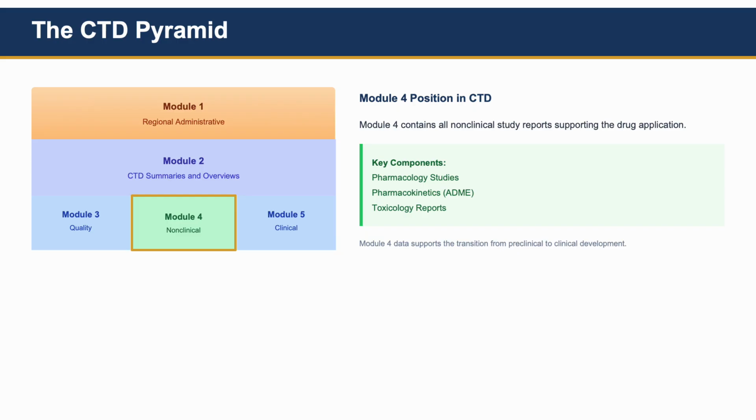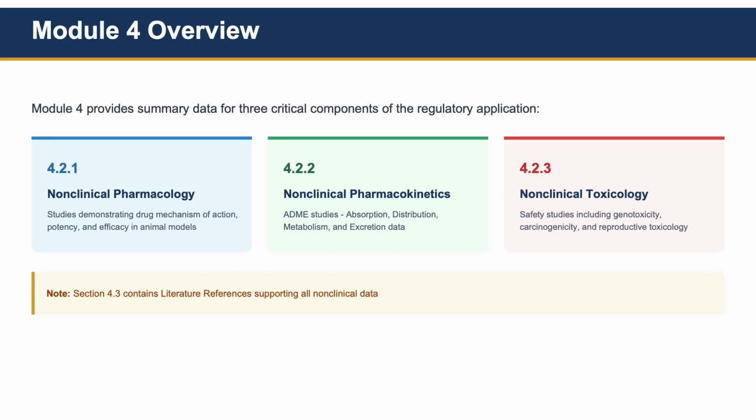The non-clinical data in Module 4 provides the scientific rationale and safety evidence needed to support clinical development. Module 4 provides summary data organized into 3 major subsections. Section 4.2.1 covers non-clinical pharmacology, which includes studies demonstrating the drug's mechanism of action, its potency at target receptors, and its efficacy in relevant animal models.